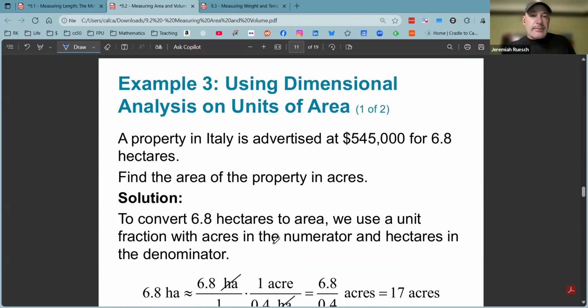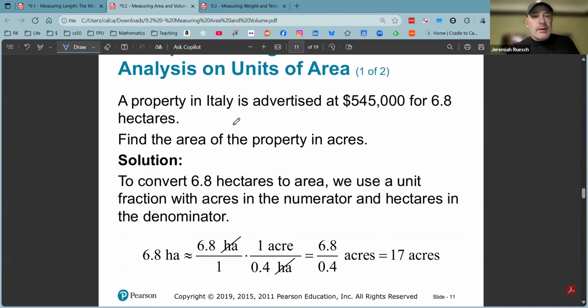Let's see. Using dimensional analysis on units of area, a property in Italy is advertised as $645,000 for 6.8 hectares. Find the area of the property in acres. Okay, so what is this question asking us? It's giving us the price for 6.8 hectares.